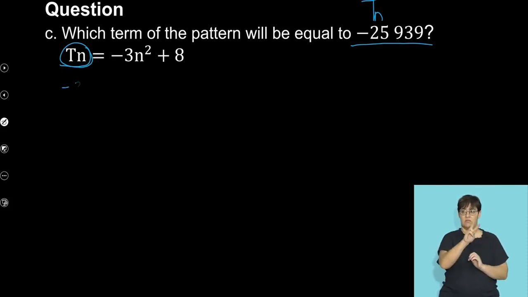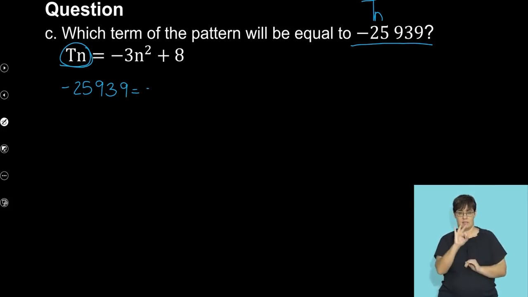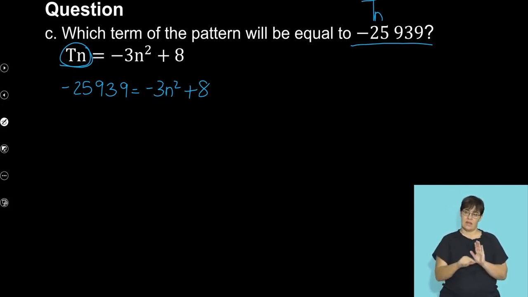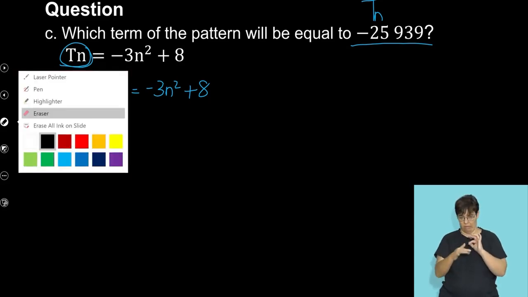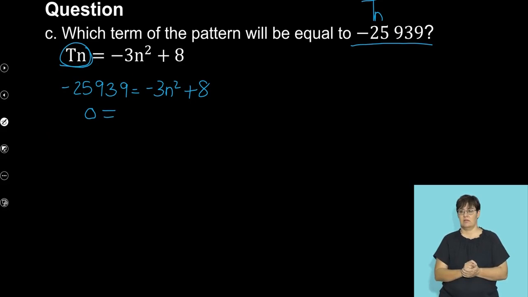So this is going to be substituted in over there. So I'm going to have negative 25,939 is equal to negative 3n squared plus 8. I can see that it's going to be a quadratic equation because I have n squared, but I'm first going to actually carry over my negative 25,939. So it's going to be 0 is equal, oh, sorry guys, that equals looks a bit weird. Let's try that again. 0 is equal to negative 3n squared plus 25,947.